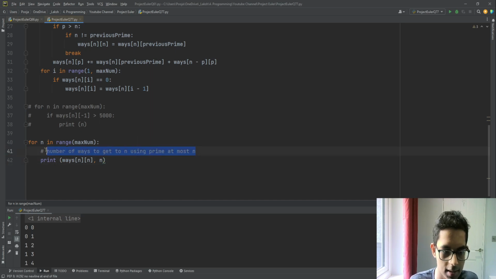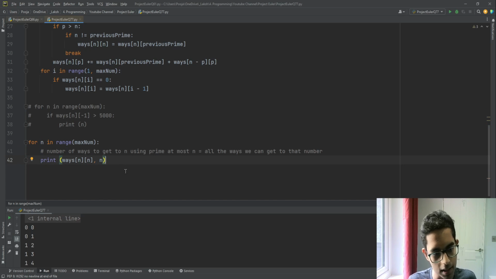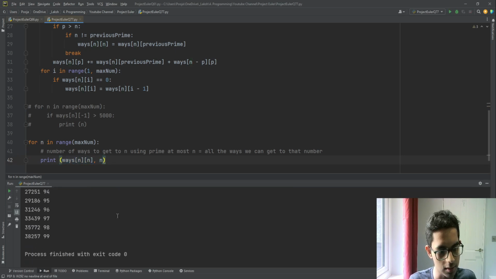So this should be pretty clear, this is just equal to all the ways. Which is why I had -1 over there. And basically, we print the number of ways in which we get to n, as well as n itself. So now let's just rerun this. Okay, so it will give us the same output as if we had -1 over here, but it's just that n is a bit more intuitive.